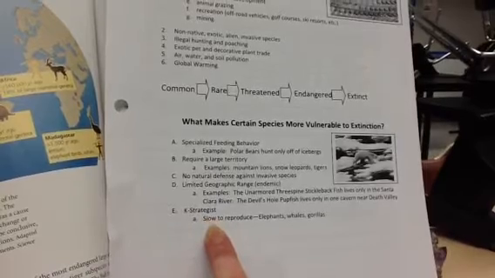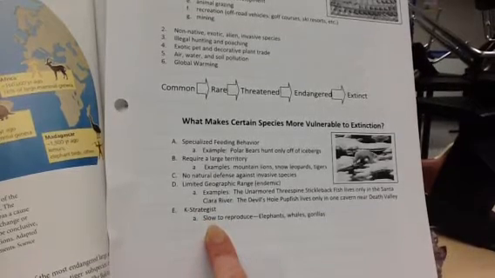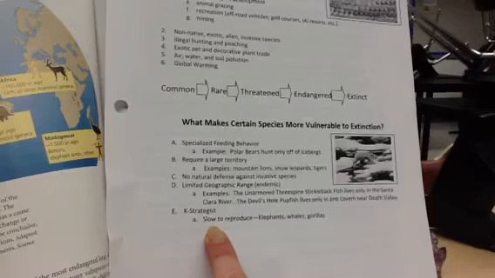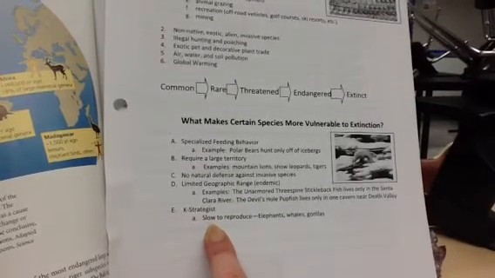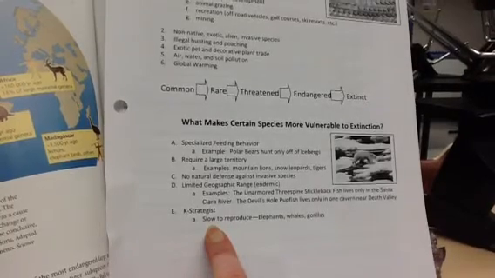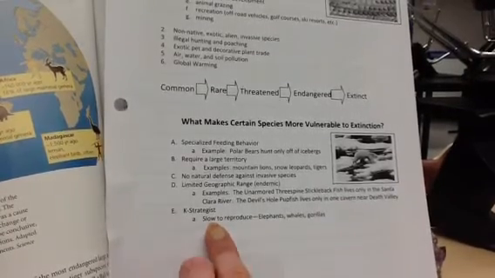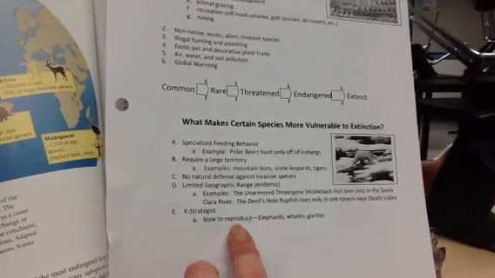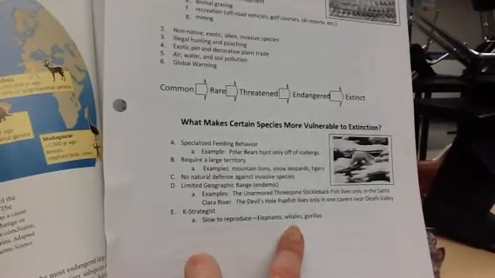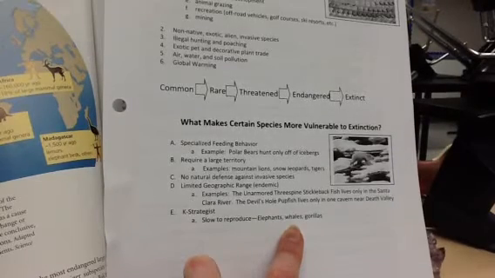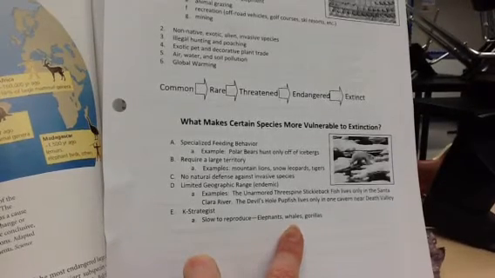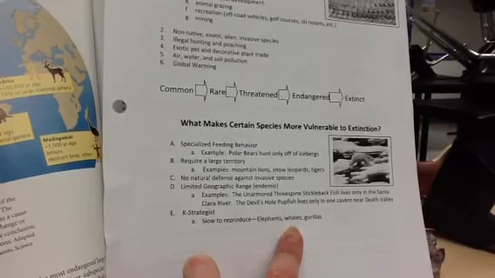K-strategists are slow to reproduce. For example, some animals have been hunted and hunted and hunted, but they keep coming back in population, like deer and elk. But some animals were hunted, like whales, and they haven't come back because they are really, really slow to reproduce. So even though whaling was banned decades ago, whales are still endangered because they only reproduce one baby whale every few years.